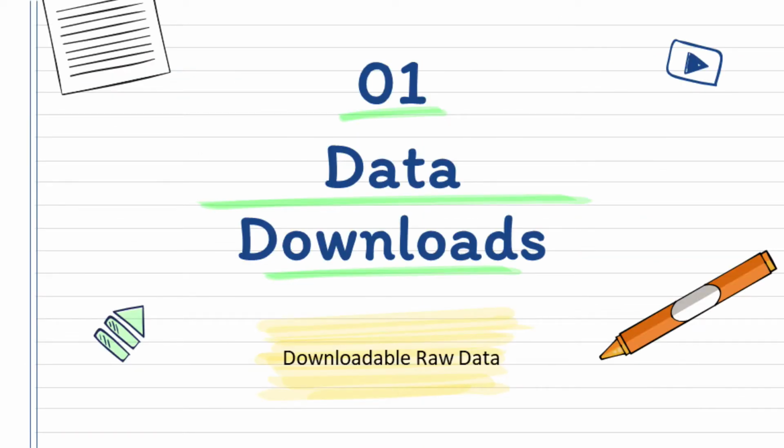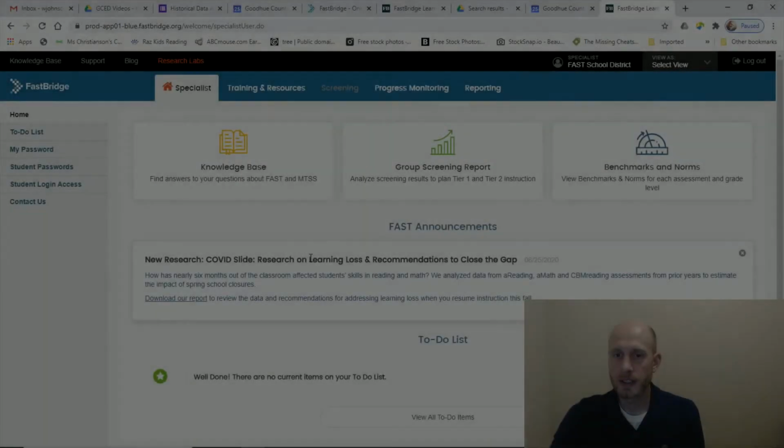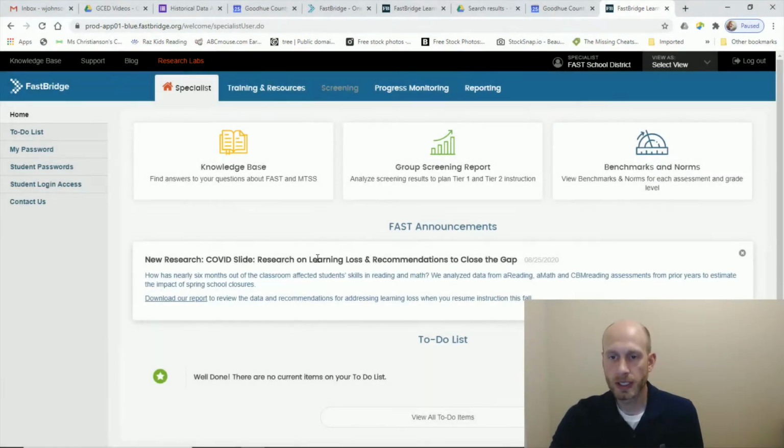Let's get into data downloads in the FastBridge Learning Assessment System. The data downloads available in FAST are downloadable as Excel spreadsheets. These files contain raw data which can be manipulated or imported into other software programs for data analysis. The download options include selection of school year, schools, assessment measures, and screening or progress monitoring data. Alright, let's go ahead and dive into our data downloads.